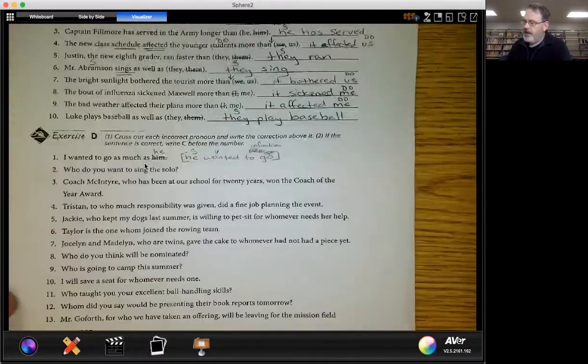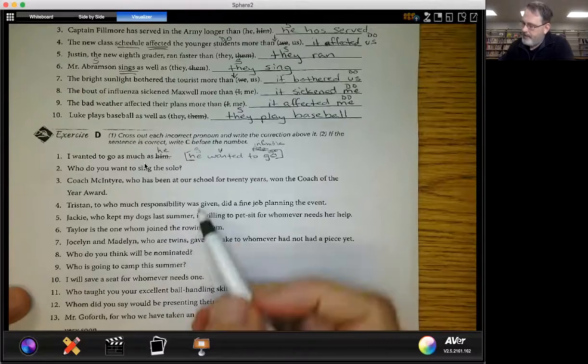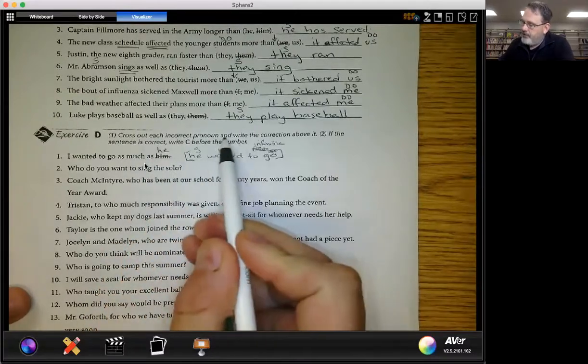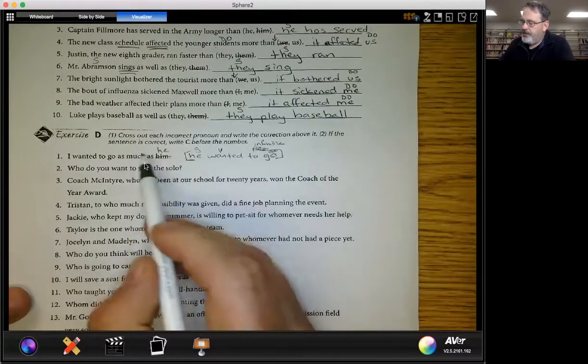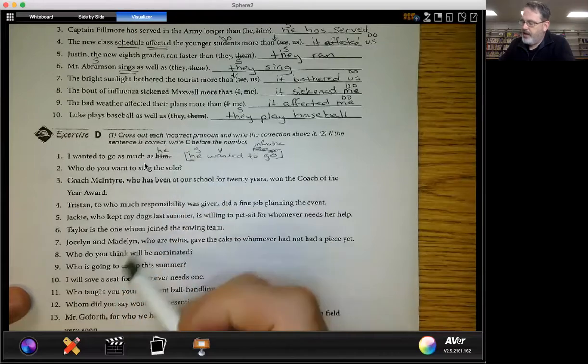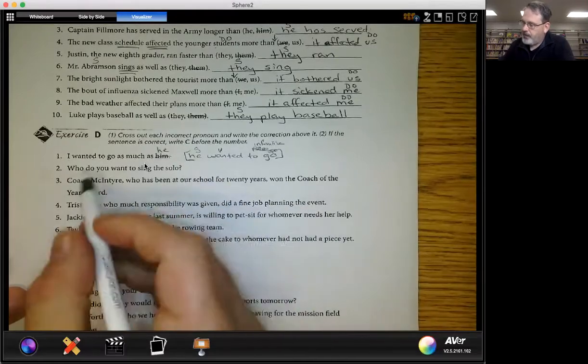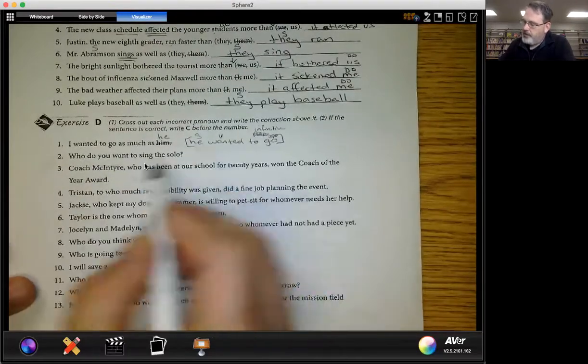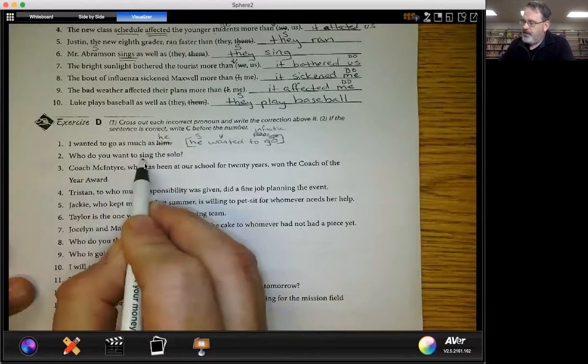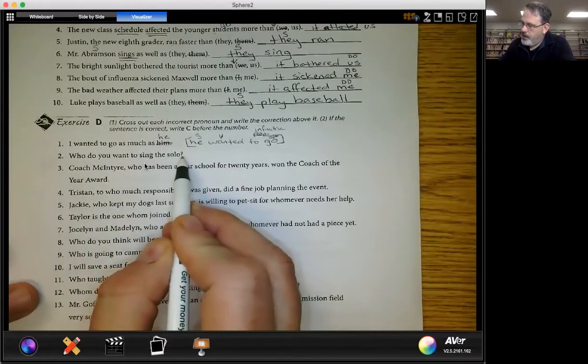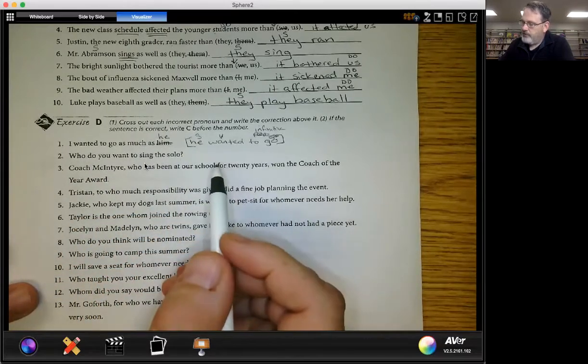Hope you understand that. Let's move on to exercise D. Cross out each incorrect pronoun and write the correction above it. If the sentence is correct, write C before the number. All right. We've already done the first one. The second one, who do you want to sing the solo? Okay, well, let's find the pronoun. Where's the pronoun?